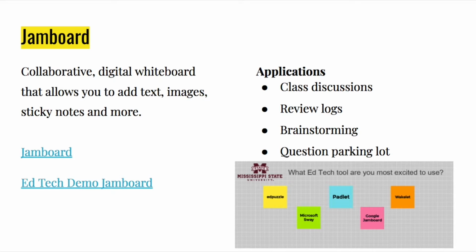Jamboard is a collaborative digital whiteboard. We can add text, images, sticky notes, and lots more to these Jamboards. So again, you can use it for class discussions, review logs, you can use it for brainstorming, or use it as a question parking lot.